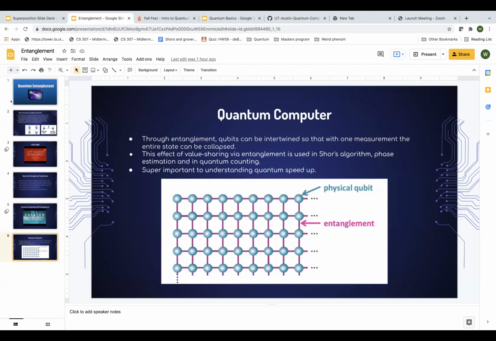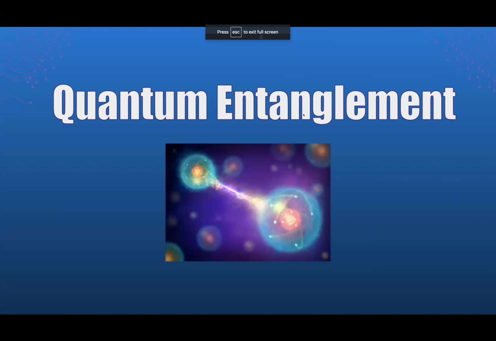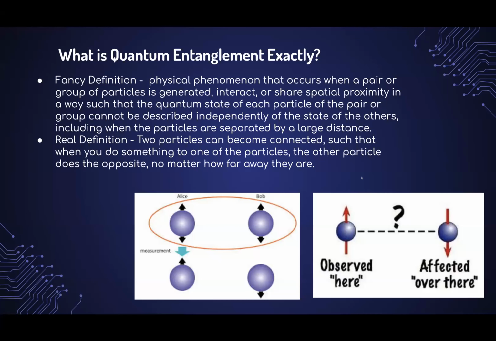All right, so we'll now move on to quantum entanglement. So we talked about superposition before, and when 2 quantum states are put together, these particles become entangled. So superposition and entanglement kind of go directly together. And the fancy definition of entanglement is that it's a physical phenomenon that occurs when a pair or group of particles is generated, interact, or share spatial proximity in a way that the quantum state of each particle of the pair or group cannot be described independently of the state of the others, including when the particles are separated by a large distance. So that's the fancy scientific definition.